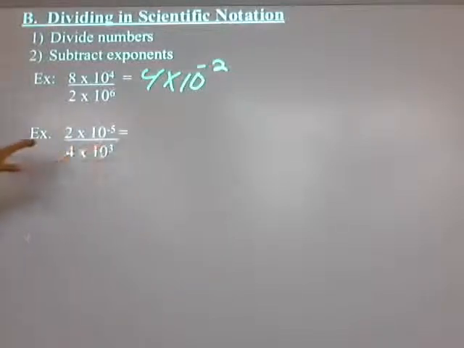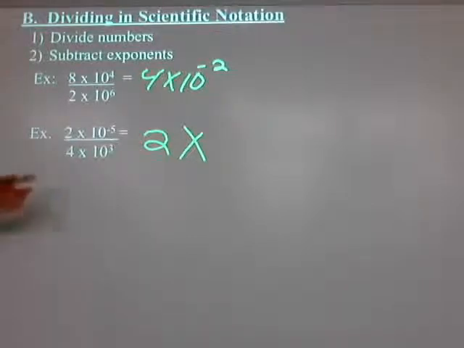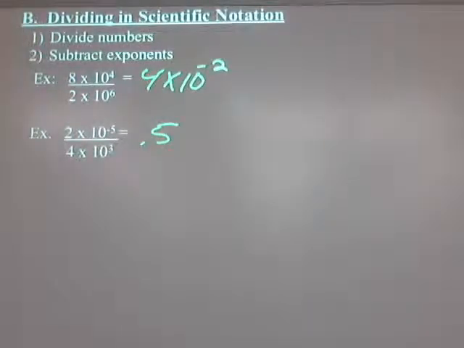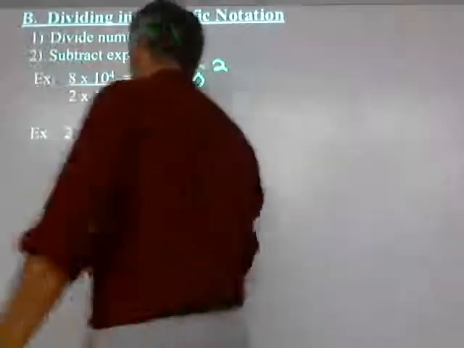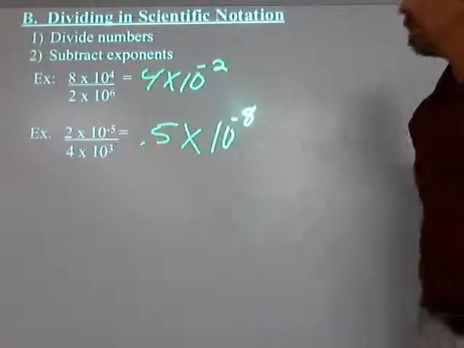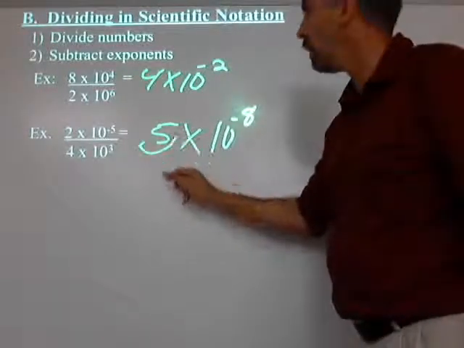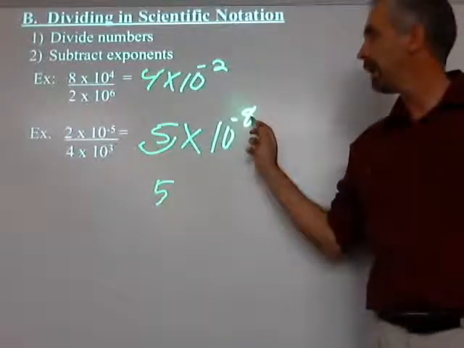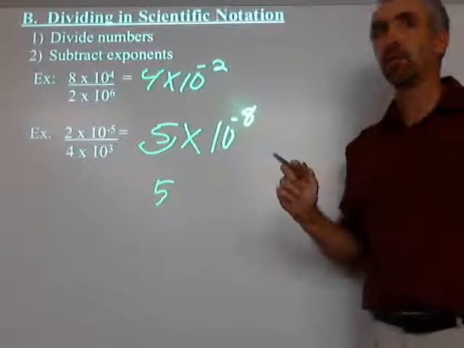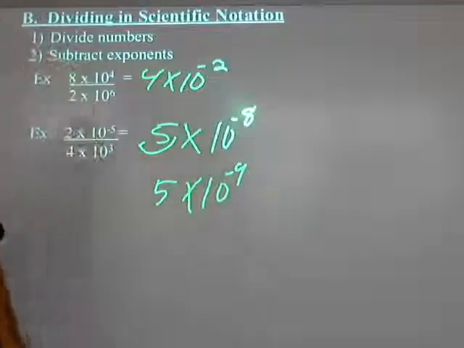Now this guy, I love this answer. First wrong answer. 2 times, I hate when people do that. Well, you can't divide 2 by 4. Yes, you can divide 2 by 4. What do you get? 0.5, right? Times negative 5 minus 3 is what? Negative 8. But it's still not correct. Why not? It's not scientific. I have to move this guy over 1, make him 5, makes him bigger by 1. Got to make him what by 1 then? Smaller. How do I make a negative 8 smaller? Negative 9. Yes. Is this great or what?